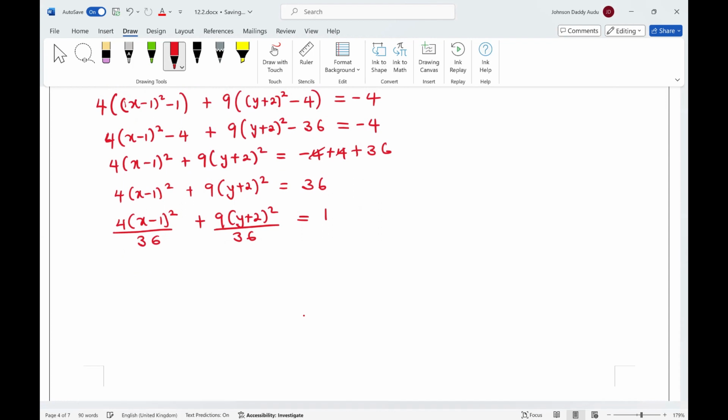And then we can divide the numerator and denominator by 4, so that we have x minus 1 squared over 9. And this will be y plus 2 squared over 4. And this equals 1.